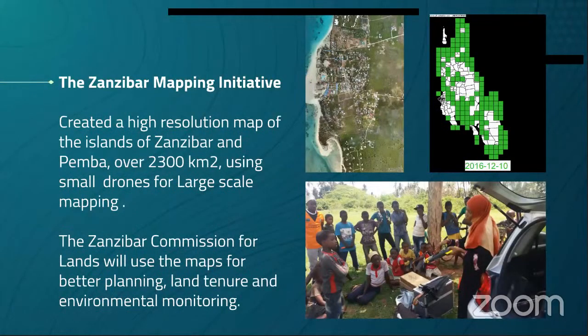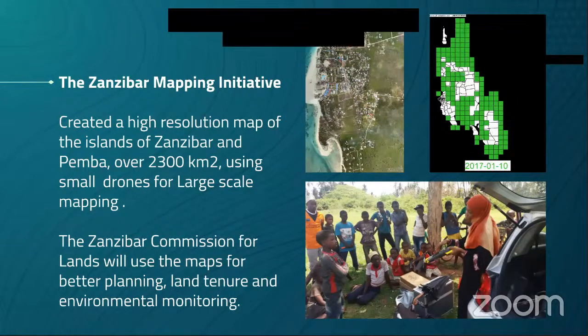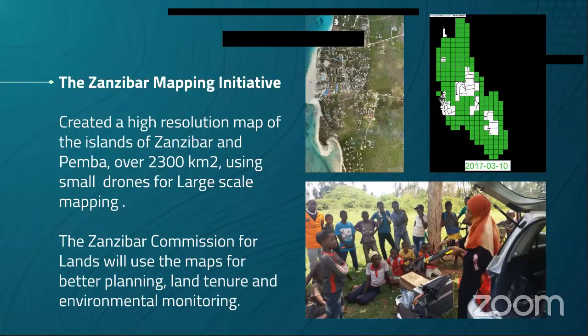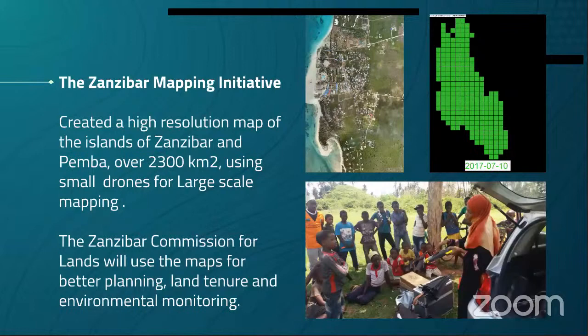So this is an example of the Zanzibar mapping initiative. Zanzibar is a small island located in Tanzania, where they conducted a mapping initiative using small drones for large scale mapping. They mapped the whole of Zanzibar, and the data that was collected was for planning and environment monitoring. But if we are going to use manufactured drones, they came up with a way of increasing capacity in the community.